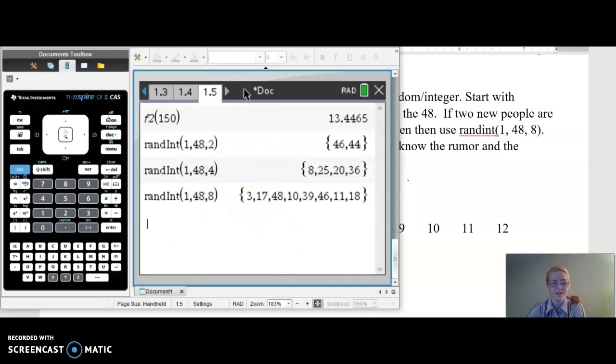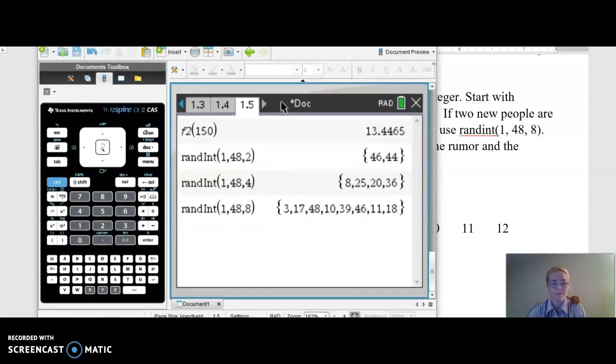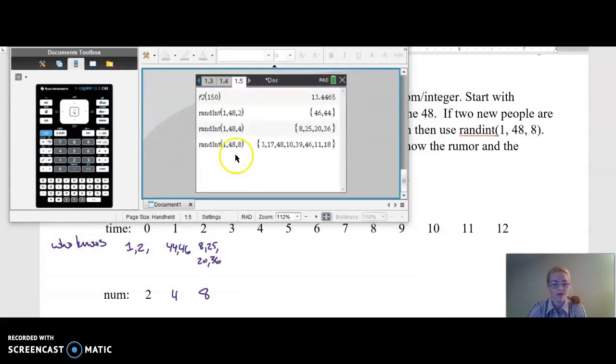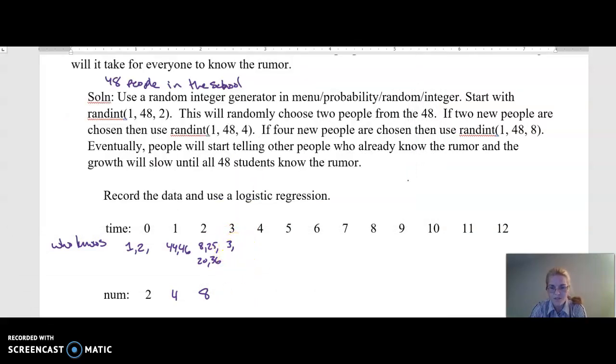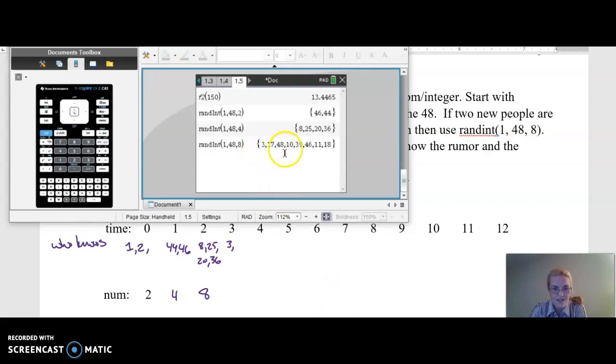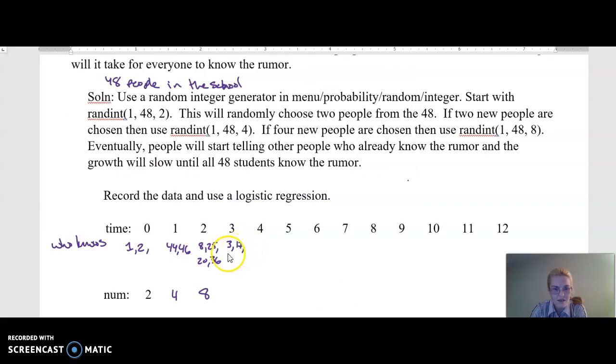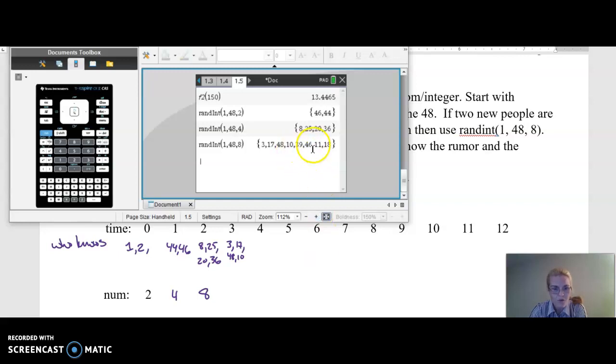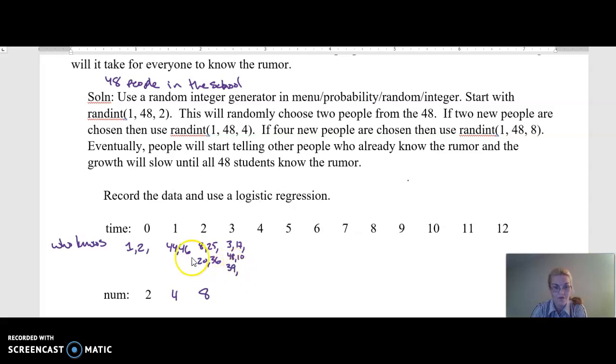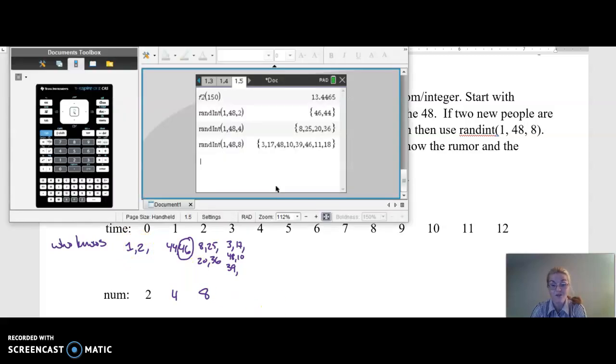I've got 3, 17. So I'm going to scroll. I'm going to shrink this down so I can list down here. So we've got 3 is a new person. 3, 17, 48. So those are all new so far. 3, 17, 48, 10, 39, 46. Right there, 46. So 39, but 46 was already told by someone else. So that's our first repeat where someone is telling someone who's already heard the rumor.